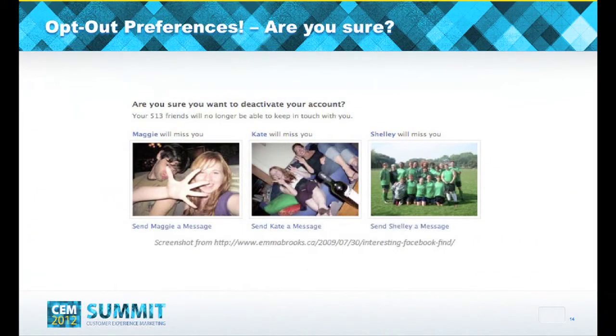And speaking of Facebook, there are certainly some things that they do to get it right. Phil talked earlier about how they have currently over 800 million users worldwide. And this is an example of how they make it personal at the point of unsubscribe for them. Unsubscribe for them, of course, is an account deactivation. They take the information that they do know about you when you go to deactivate your account, and they're saying, here, are you sure you want to deactivate your account? Your 513 friends will miss you. Maggie, Kate, Shelly, and they're showing their pictures. So again, just a way that you can make that more personal and hopefully increase some retention.